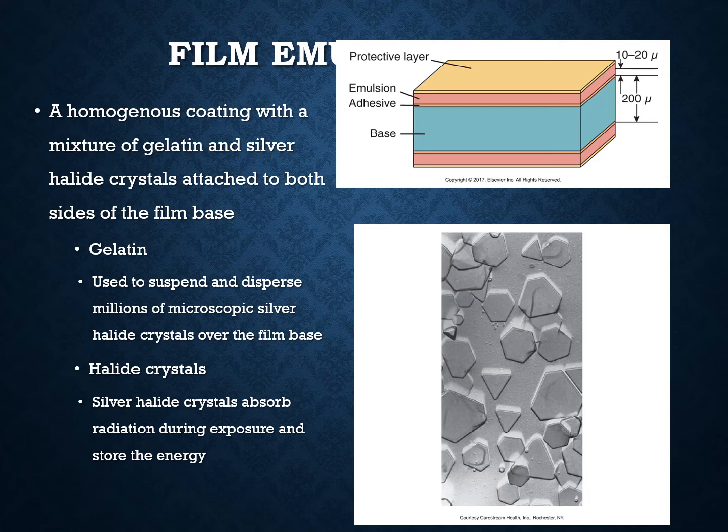Anyway, film emulsion is a homogeneous coating with a mixture of gelatin and silver halide crystals attached to both sides of the film base. It's made up of gelatin, which is used to suspend and disperse millions of microscopic silver halide crystals over the film base, and those silver halide crystals absorb radiation during exposure and store the energy. Why are there two emulsion layers on intraoral film? This allows an image to be produced using less radiation. And a halide is a chemical compound that is sensitive to radiation or light.